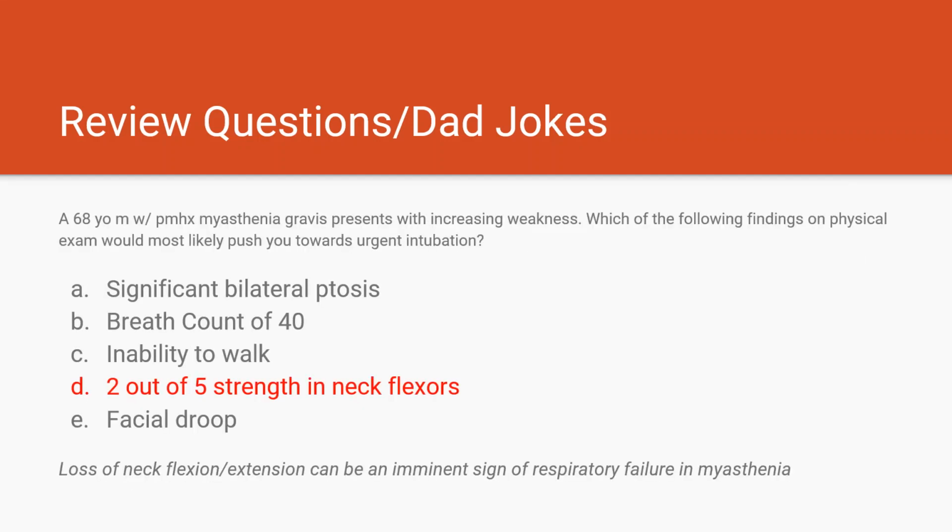The answer here is D, significant weakness in the neck flexors. Remember that neck flexion and extension is a really good outward sign of bulbar dysfunction, and weakness here can be an imminent sign of respiratory failure in myasthenia. Significant ptosis and an inability to walk are definitely associated with severe myasthenic exacerbation, but they don't always correlate with respiratory distress. And a breath count of 40 isn't quite normal, but it actually isn't that poor.